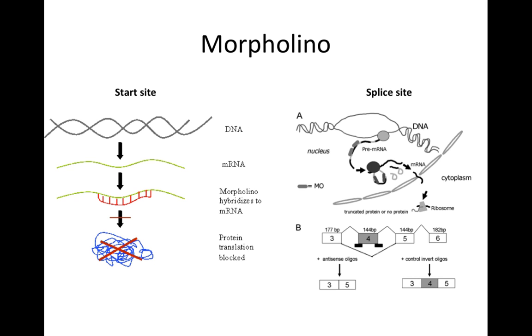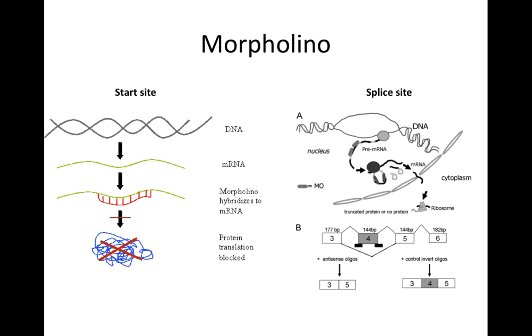On the left, you'll see that a morpholino can be complementary to a start site, the protein start site. Morpholinos are 25 base pairs in length, and in the start site model, that will sit over the AUG region. Once it binds, that mRNA can travel to the cytoplasm, but it cannot interact with the ribosome. Ribosomes cannot recognize and bind with double-stranded RNA. In essence, then, that RNA is degraded and protein translation is blocked.